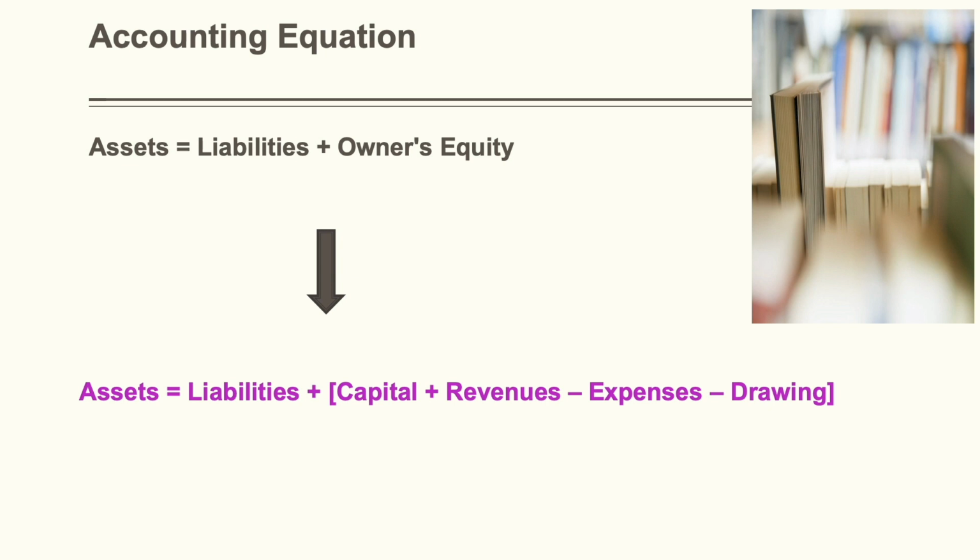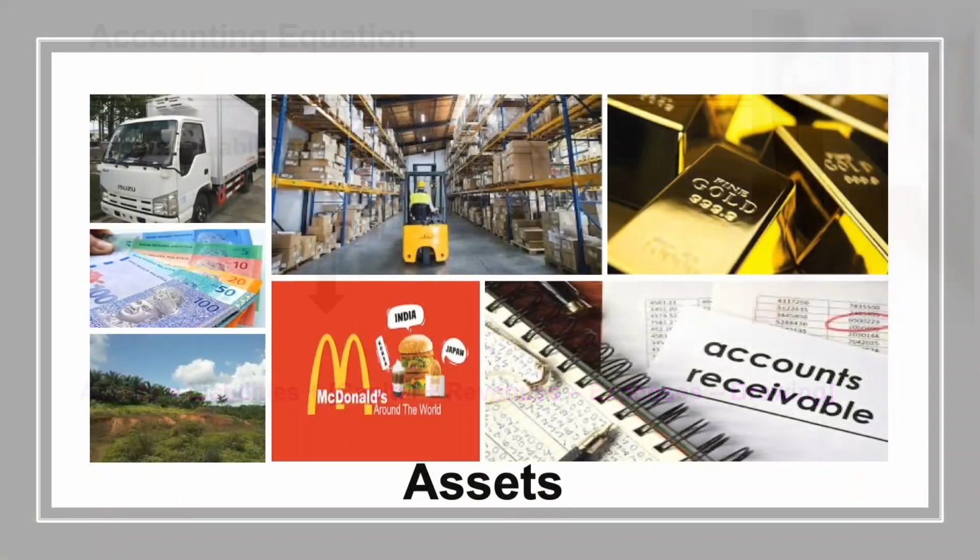If I expand the formula from the top, you can see asset equals liability plus owner equity, and you have to remember the owner equity is actually comprised of capital plus revenue minus expenses and minus drawing. So let me go to the following slide.